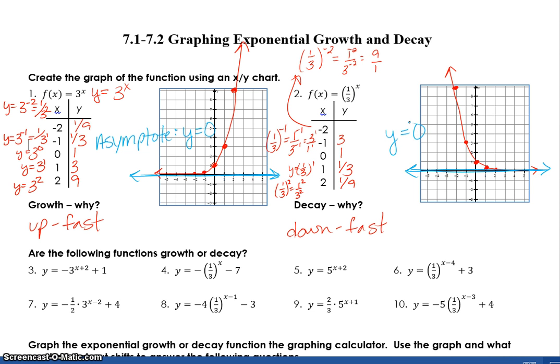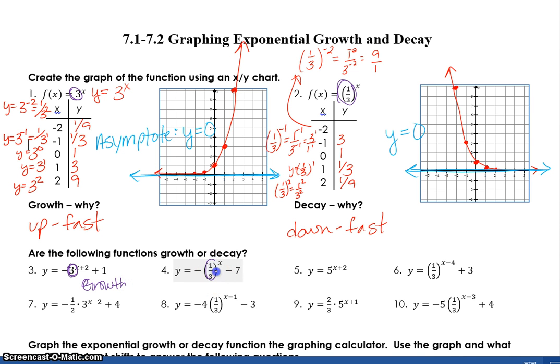Okay, so how can we look at these and determine which one is growth and which one is decay? Well, it's very, very easy. We are looking at this number right here. If that number is bigger than 1, which this is, then it's growth. If it's less than 1, then it's decay. Has nothing to do with anything out in front of that. So if we look at number 3, all we're looking at is what's to the x power. We don't care about that negative. That's going to do something else. So this is growth because 3 is obviously bigger than 1.